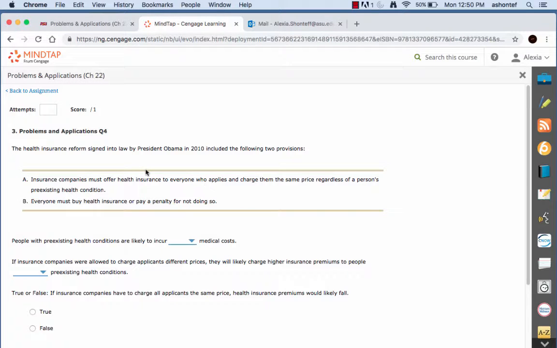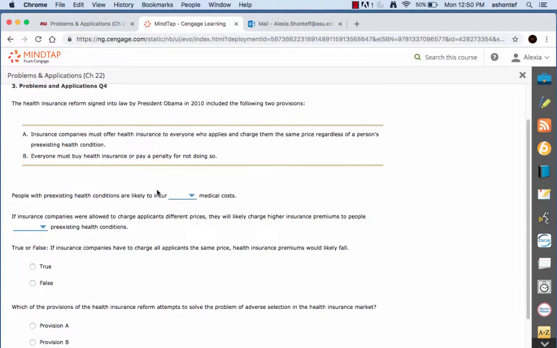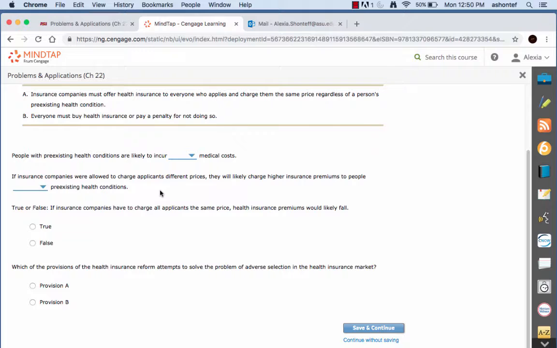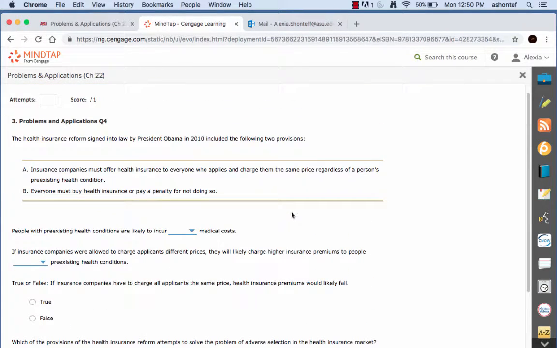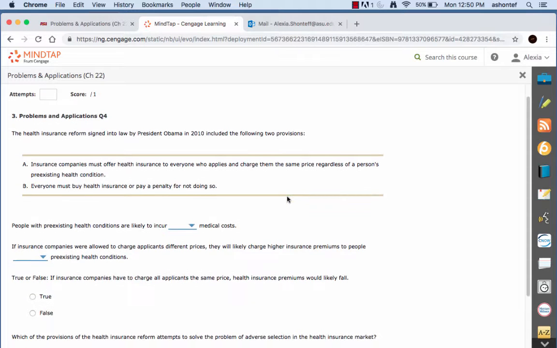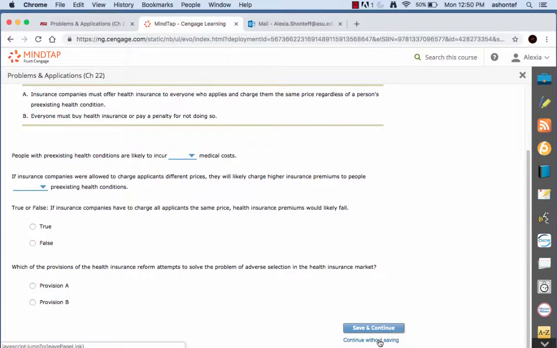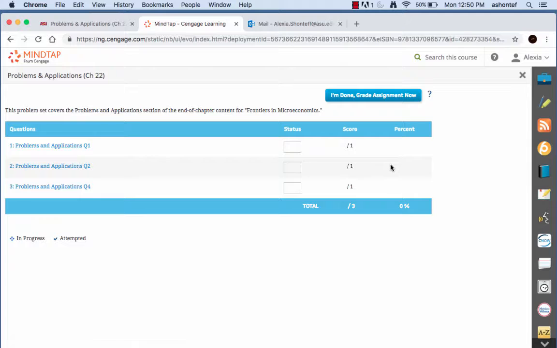And then the last question in this problem is again trying to have you think about similar ideas using healthcare. So I'm not going to help you with this one. I think you should be okay on that. So that's it for Chapter 22. Hope it helped.